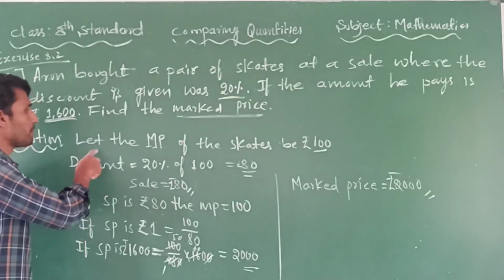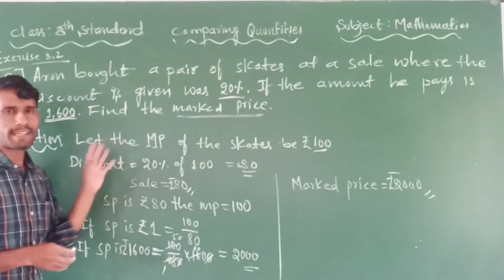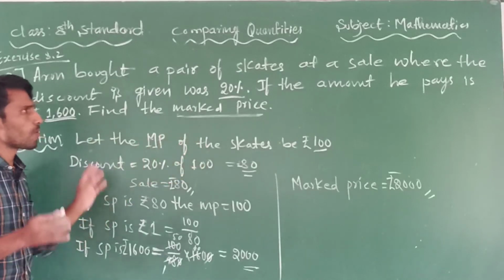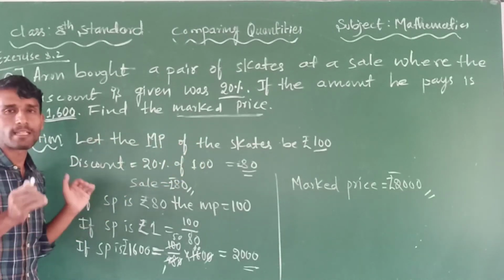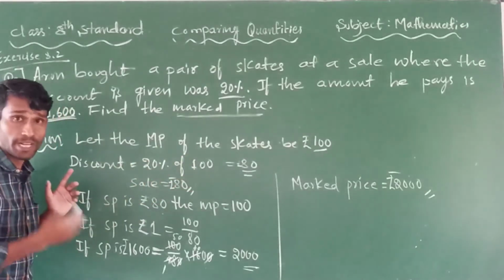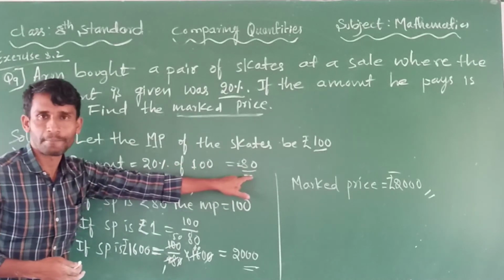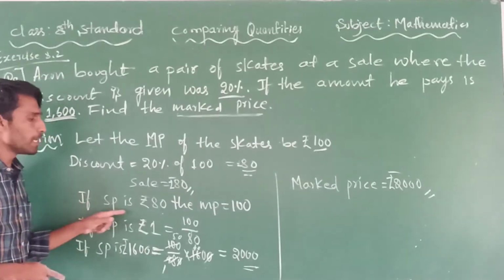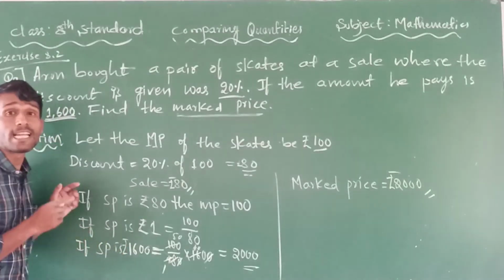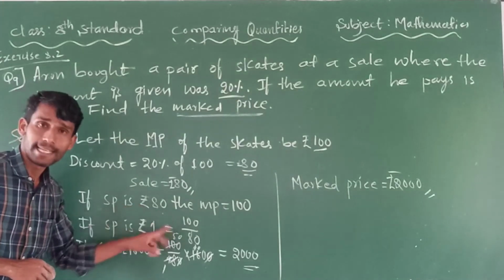Let us see another one time. Let the marked price of the skates be 100. I am taking 100 because the given discount is 20%. We don't know the marked price, we have to find the MP. Discount 20% of 100. When you do the subtraction, 100 minus 20, you will get 80. Next, if selling price is 80 rupees, the MP is 100. Then if selling price is 1 rupee, we have to take 100 by 80.